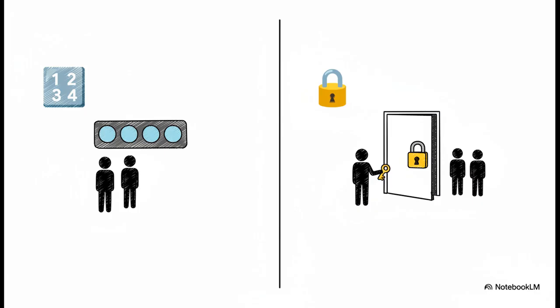Then you have a binary semaphore, which you'll hear called a mutex all the time. Its value can only be 0 or 1, locked or unlocked. It's like the key to a single bathroom. Simple, but incredibly effective for that one-at-a-time rule.